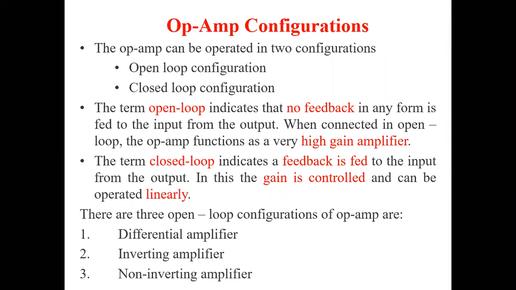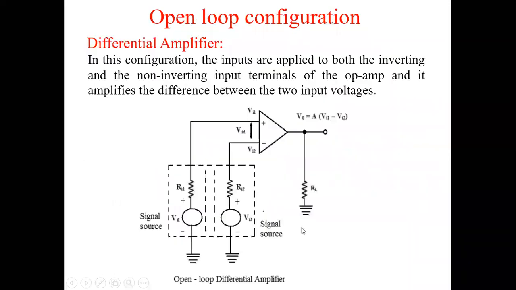So let us go for open loop configuration. In open loop configuration, there is no feedback. The op amp can work in three modes: differential amplifier, inverting amplifier, and non-inverting amplifier. So let us see the differential amplifier.